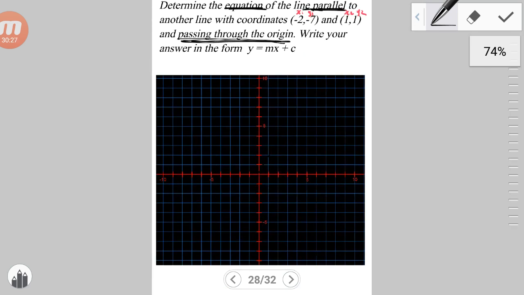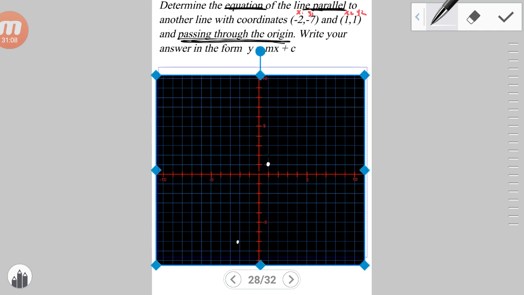All right, so here we go. Before we can find the gradient, we need to plot the points on the graph. So (-2, -7), that is taking me in this direction. That's -2, and then -7, 1, 2, 3, 4, 5, 6, 7. So we are going to be somewhere here. I think that's okay, let's just make it a little better. That's fine. So that's (-2, -7) here. And then we're going to look at (1, 1). So that's right here. Okay, so this is going to be my line.